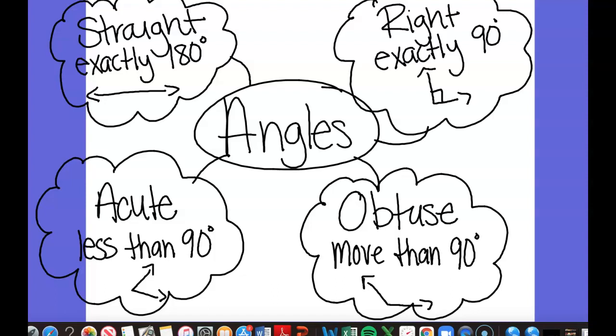Now, I don't want you to flip the page, but I want you to write on the page next to what you just created. And we are going to talk about not different types of angles, but ways to describe angles. So we have a couple of words, and we're going to write this on the other page. And they are called vertical angles.